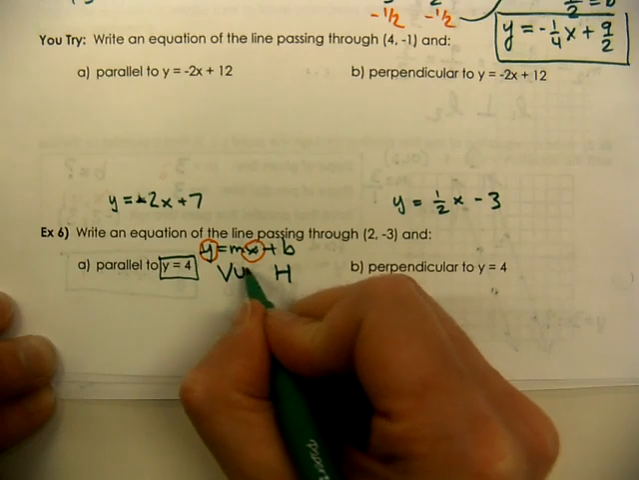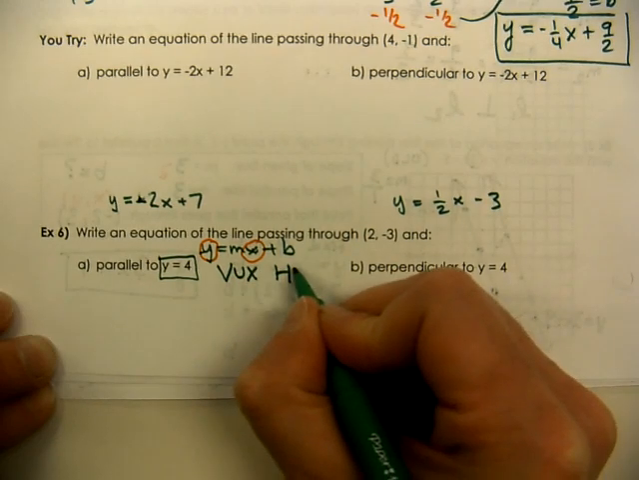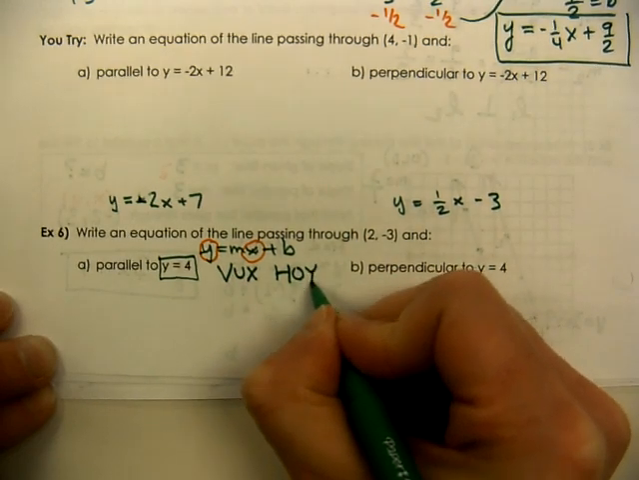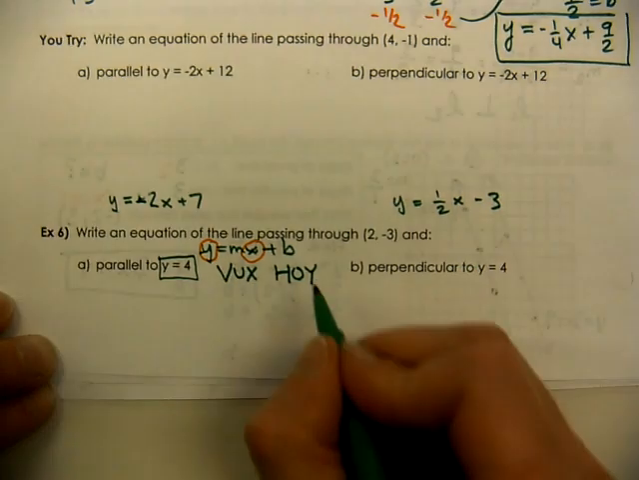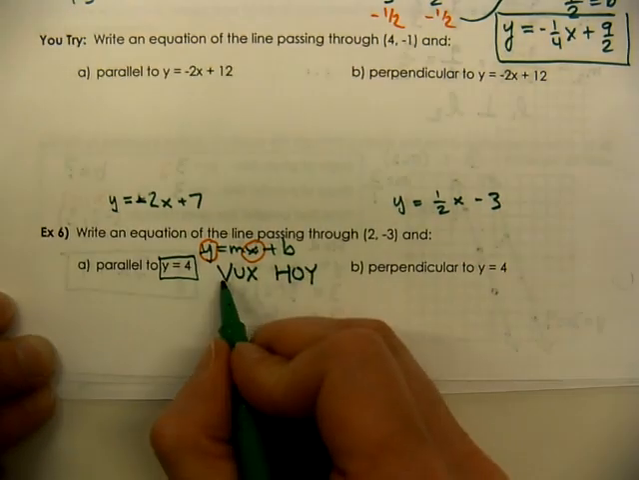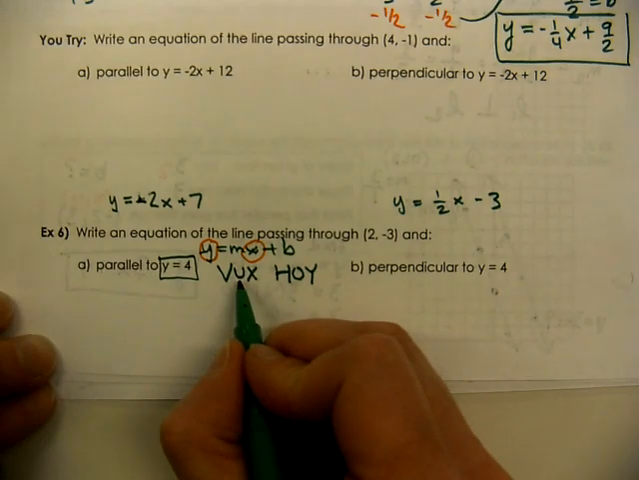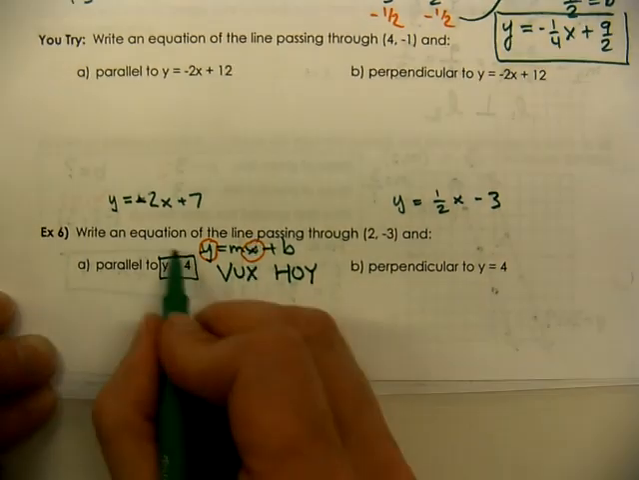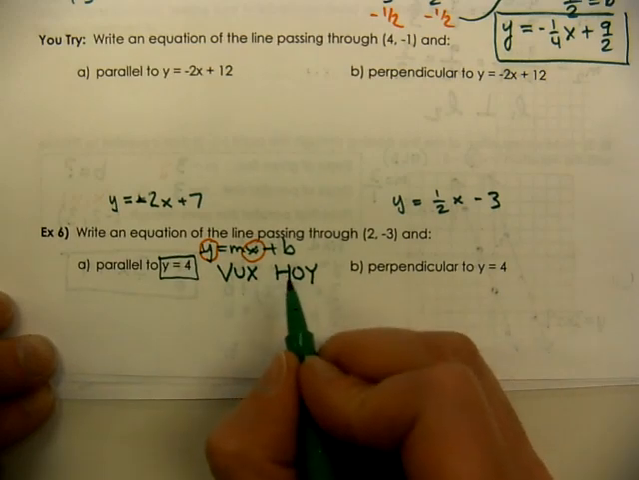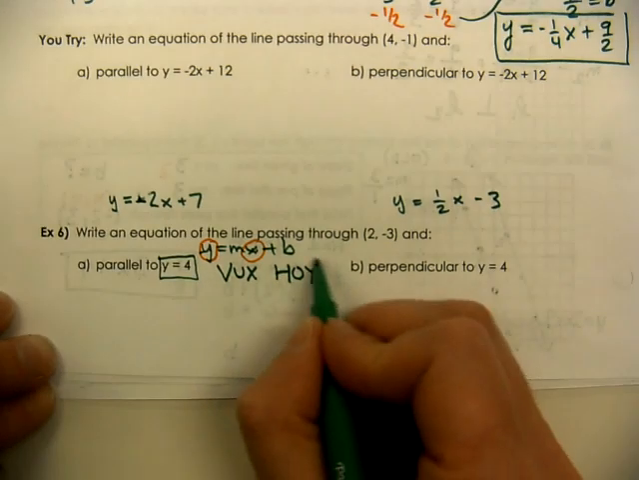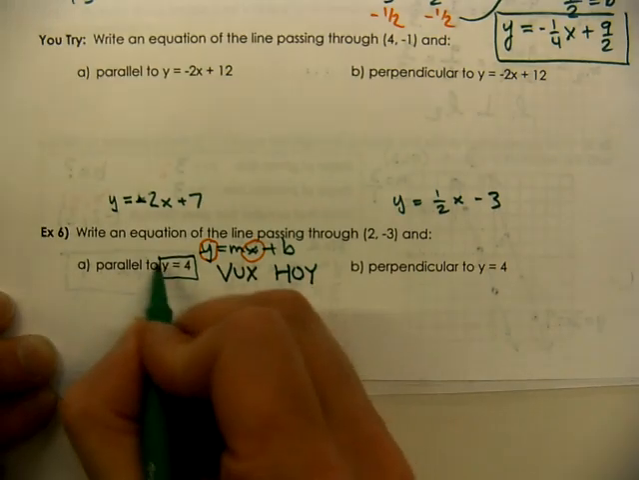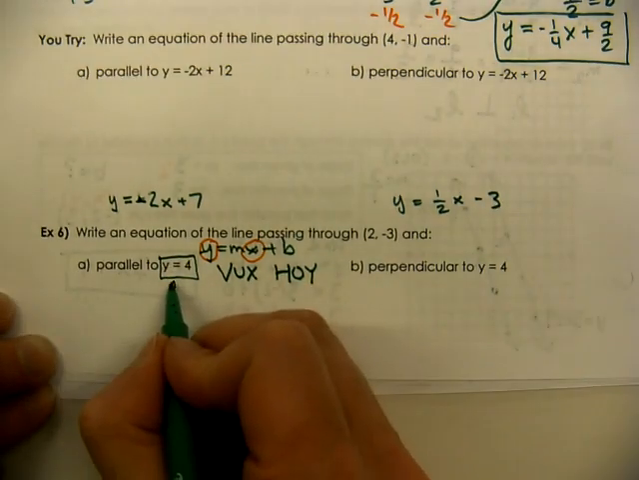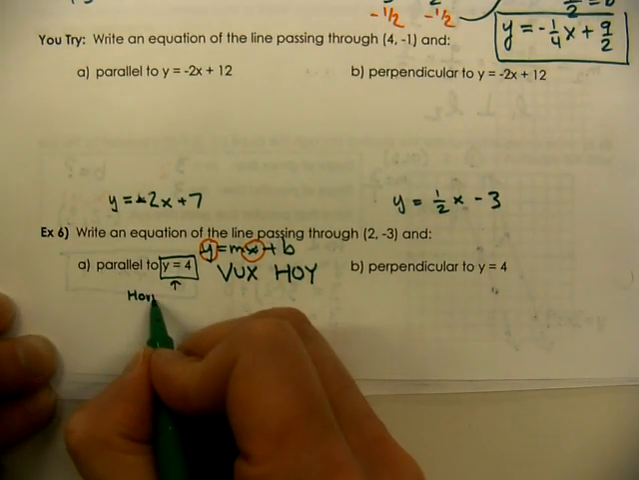We use this phrase to help us remember how to write those equations. So we call this vux hoy. Vux is V-U-X and hoy is H-O-Y. V stands for a vertical line. Its slope is undefined. And its equation only uses the x. Well, that's not what we're seeing here. A horizontal line has 0 slope and its equation only uses the y. Yeah, that's what we're seeing here. So this is describing a horizontal line.